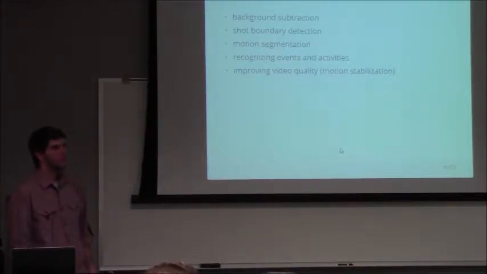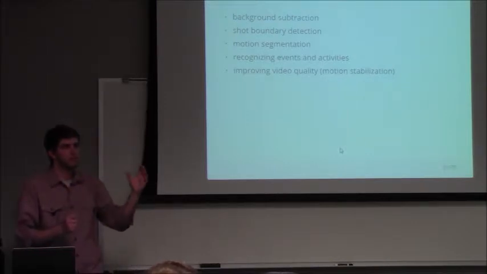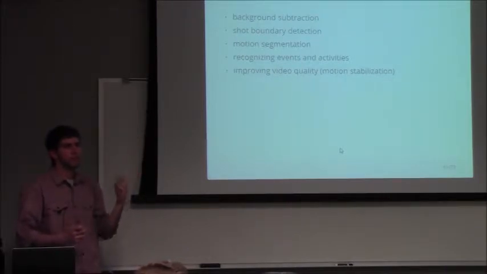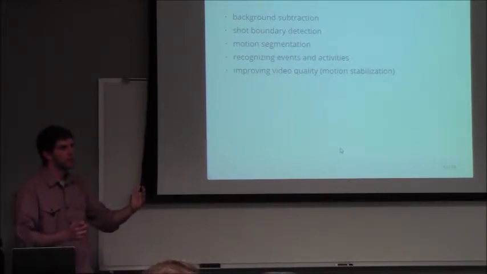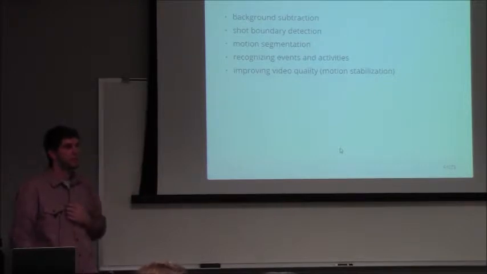Shot boundary detection: if you're looking at a video and it changes from one scene to a different scene, you can measure that change because there's obviously a big change in what the image looks like. And so you can figure out where a scene would end and another scene would begin, which is useful for people who create videos and highlight reels and things like that.